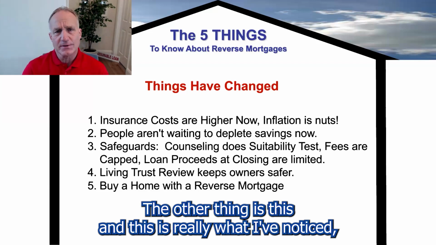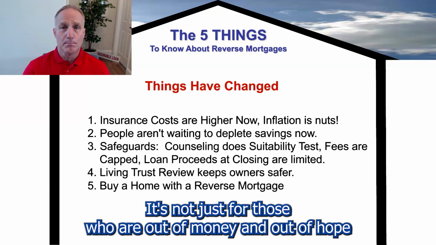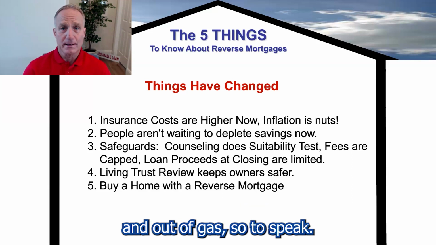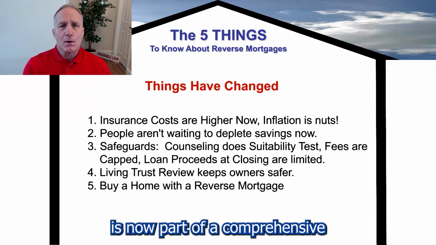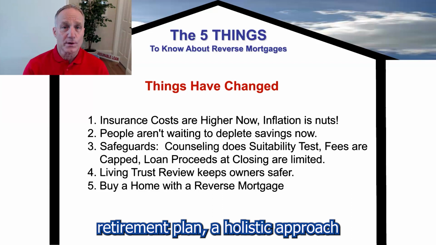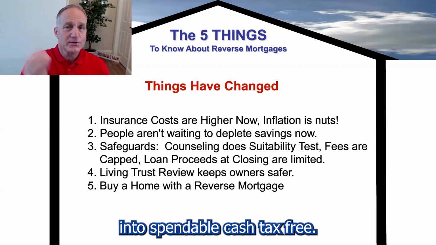The other thing is this, and this is really what I've noticed. A lot of millionaires are getting reverse mortgages now. It's not just for those who are out of money and out of hope and out of gas, so to speak. See, a reverse mortgage is now part of a comprehensive retirement plan, a holistic approach where people are taking and incorporating some of the housing wealth into spendable cash, tax-free.